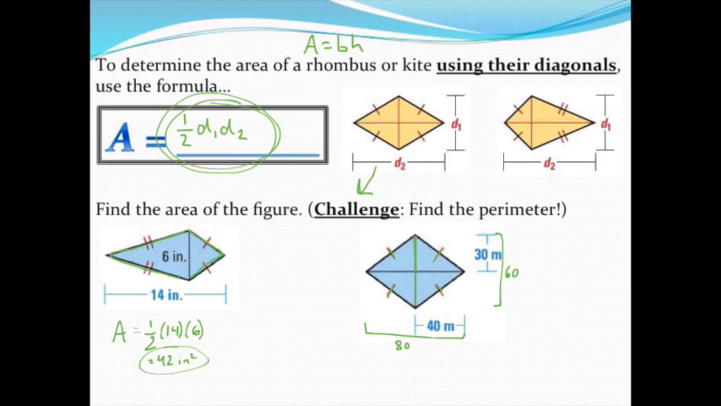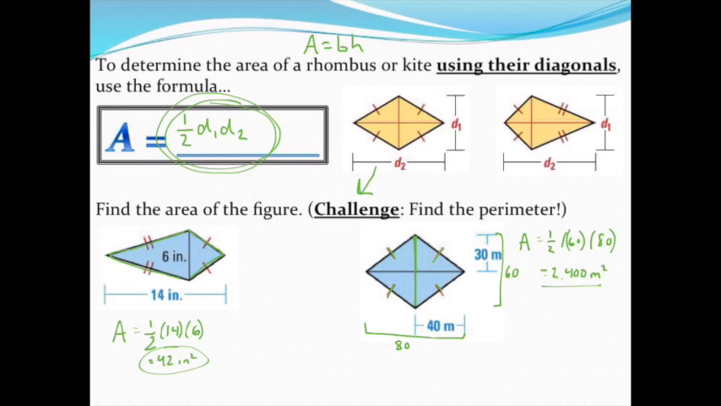So my whole diagonals are 60 and 80, and then to find its area, same formula as for a kite, 1/2 times d1 times d2, and if I reach for a calculator to do that calculation for me, I get an area of 2,400 meters squared.